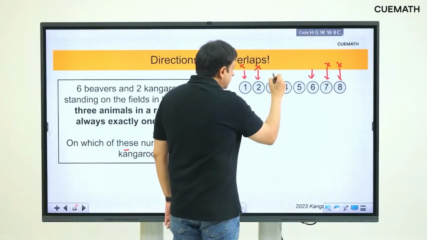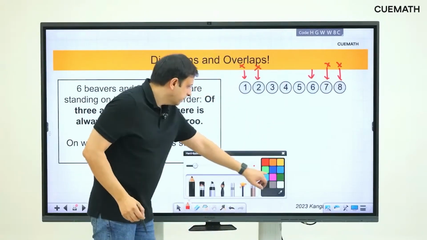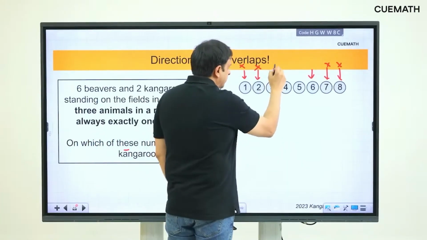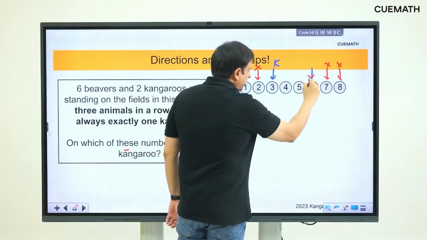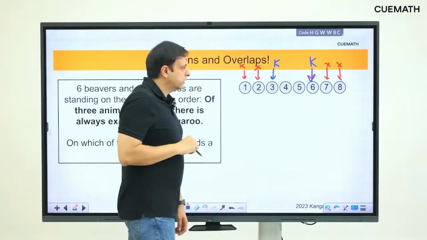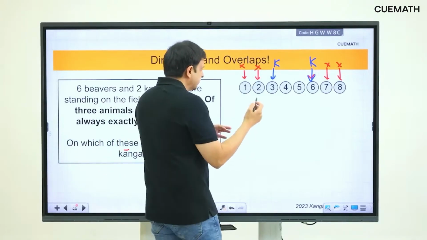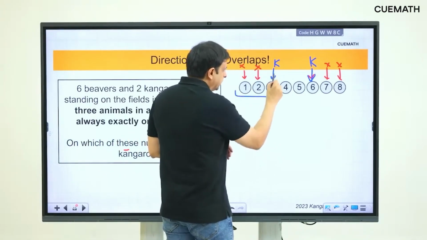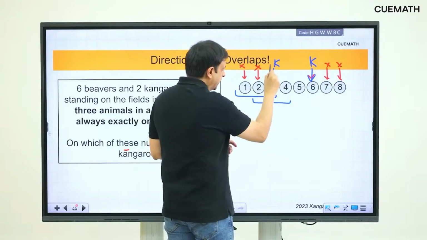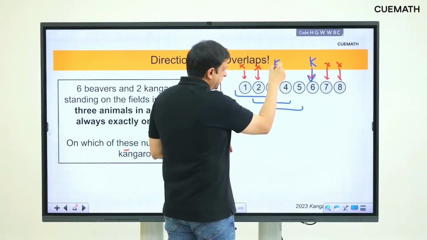But if you place a kangaroo over here and if you place a kangaroo over here, this arrangement will work, because if you take every combination of 3 rows, three animals in a row, like if you take this, you get a kangaroo. If you take this, you get a kangaroo. If you take this, you get a kangaroo again.